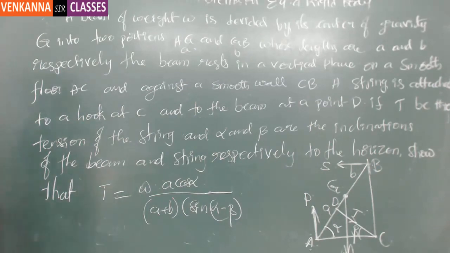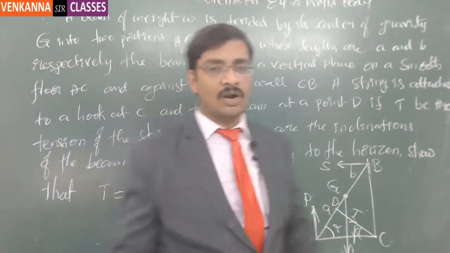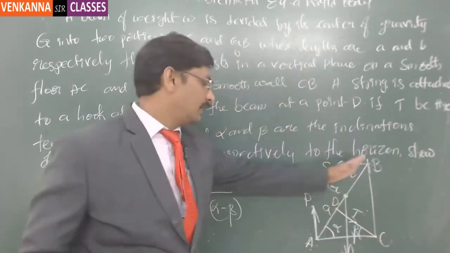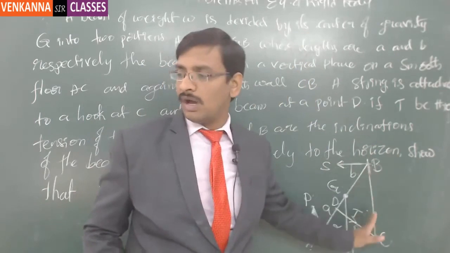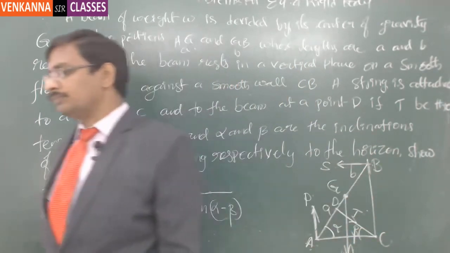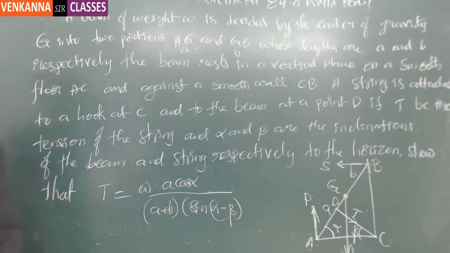What exactly do you mean by beam? Beam means it's a rod, nothing more than that. There is a rod that is standing inclined like this with respect to a wall like this on the base. Nothing more than that. Arun, got it? Yeah. So just a rod.